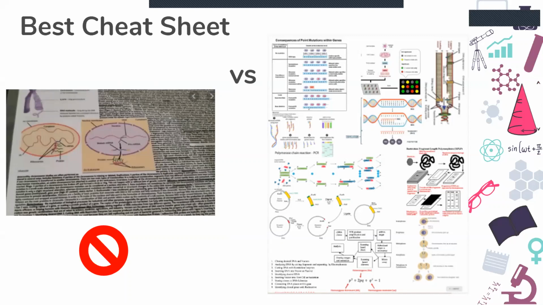And whenever it comes to the test, they're flipping through, holding the paper like this, and one partner is going here and the other partner is going there, and they're trying to look through all the text. That's not the cheat sheet you want.